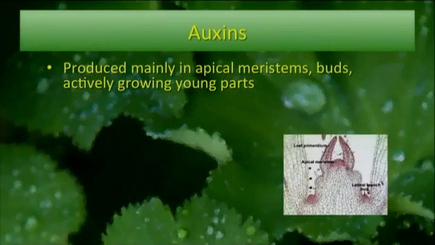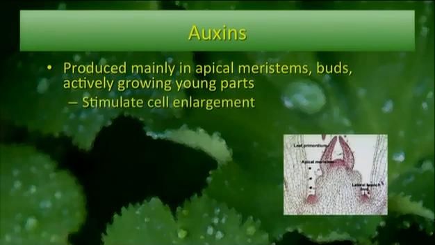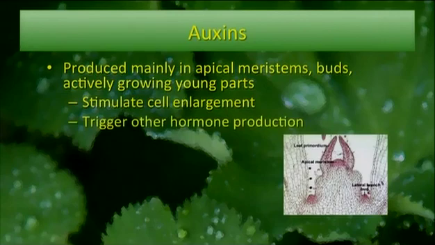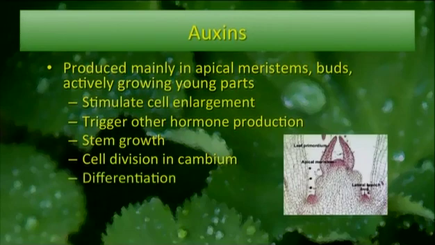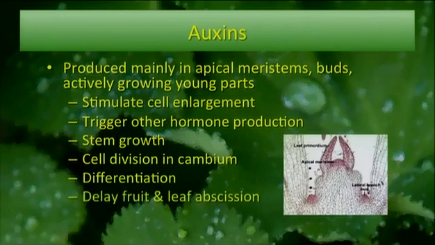Now auxins are produced mainly in apical meristems that you see here, and in buds and all actively growing young parts of the plant. And they stimulate cell enlargement. They also trigger other hormone production. They facilitate the growth of stems, cell division in the cambium. Remember what the cambium is? It's a secondary meristem, right? It also promotes differentiation. And they can also delay fruit and leaf abscission. That means they can delay fruits and leaves falling off the plant.